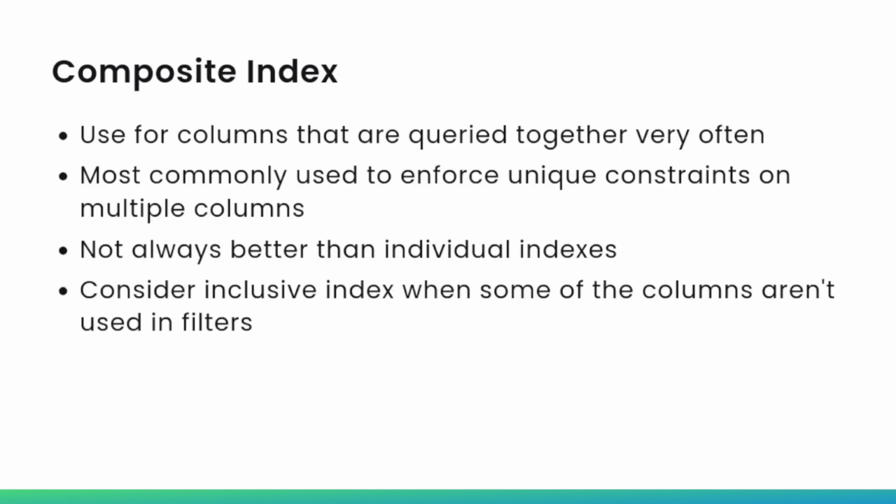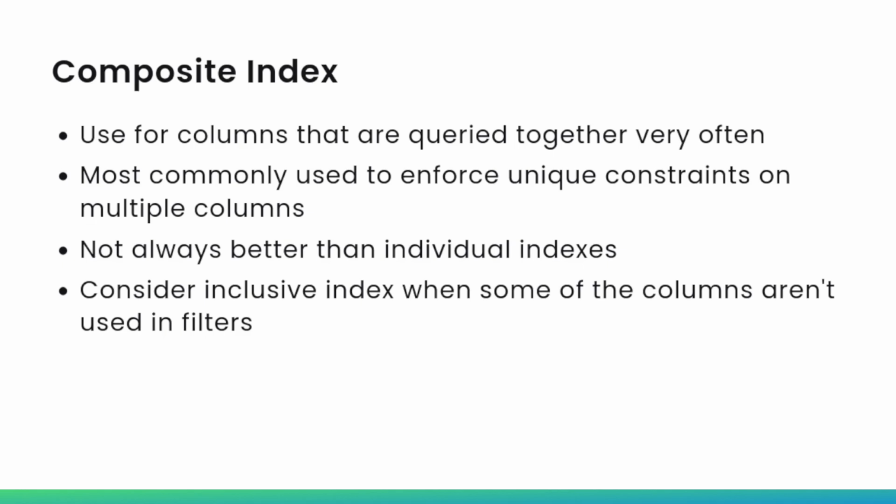So a composite index mostly makes sense when you have columns that are queried very often together. I personally found that composite indexes are normally useful when you need to enforce a unique constraint. So normally you would see a unique composite constraint, in which case the index is used to enforce a unique constraint and not just for performance purposes.